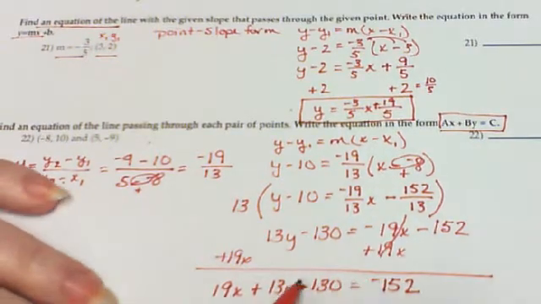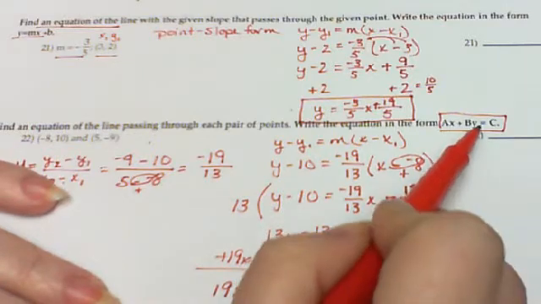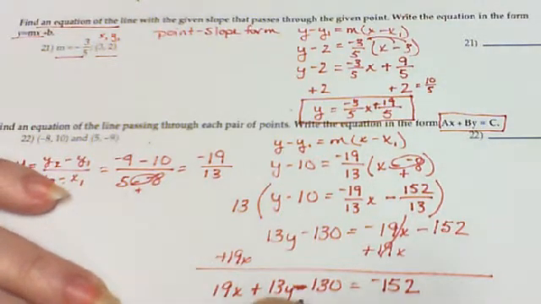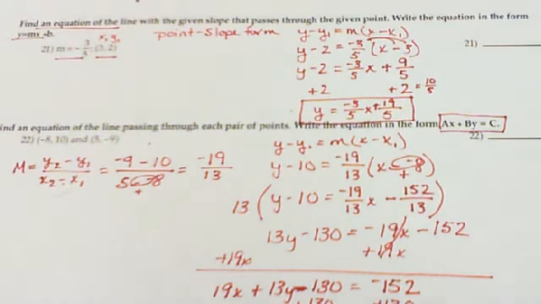I still have to make sure I get this 130 to the other side because all my other numbers are supposed to be over there where the c is. So I'm going to add 130 to both sides. And I'm going to get that 19x plus 13y is equal to a negative 22. And that would be your answer.